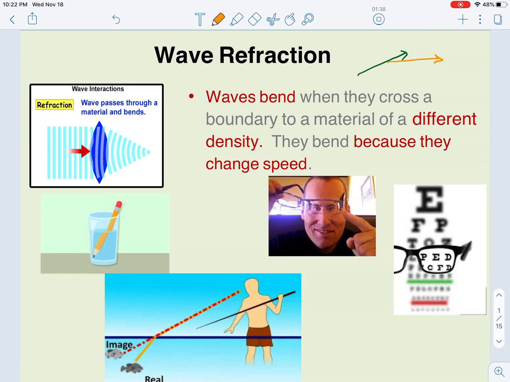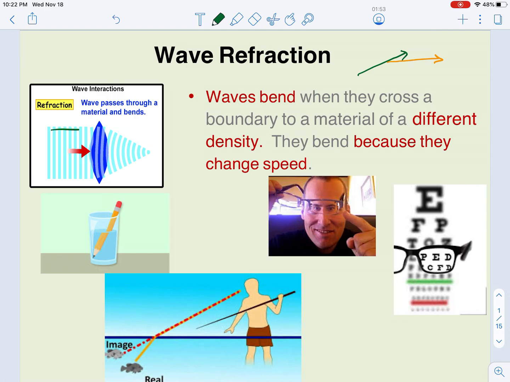And so if we say, well, this was the direction it should be going, but here's the direction that it's moving instead, then we describe that as being bent. Okay, the path in which it is traveling has been altered.